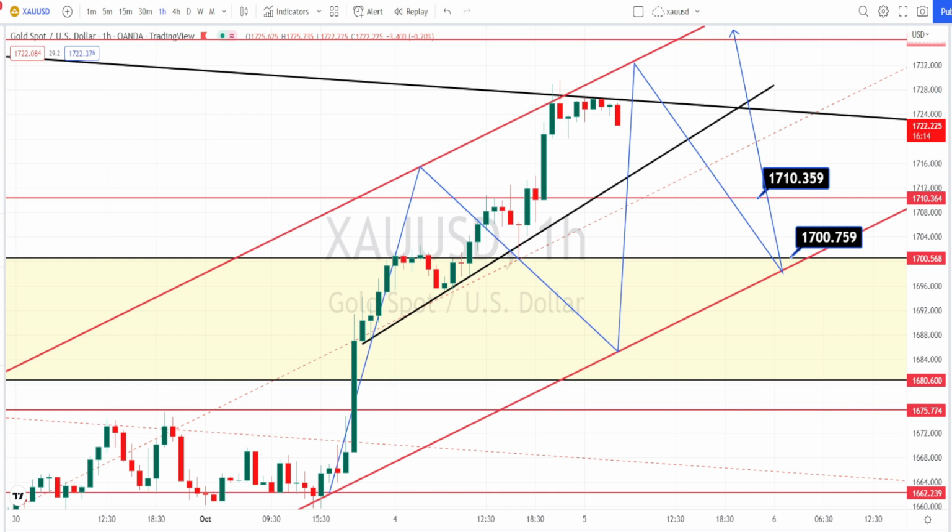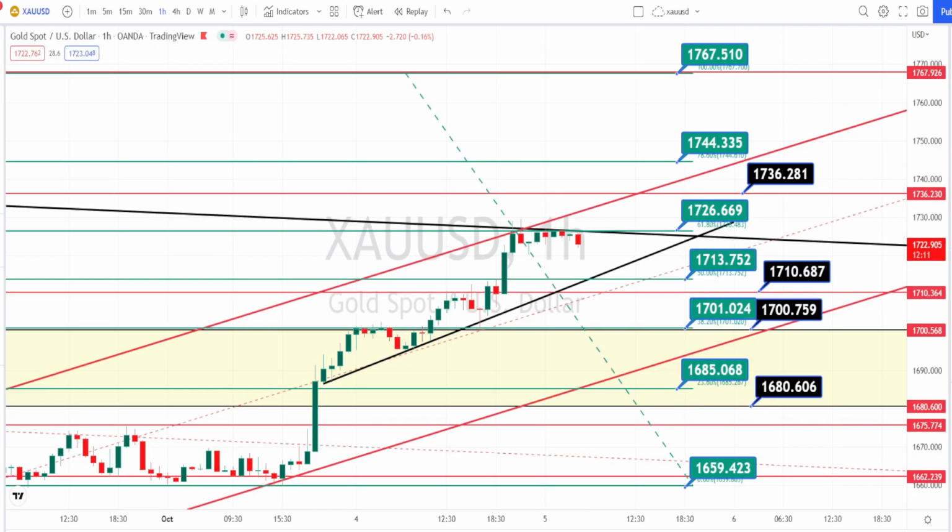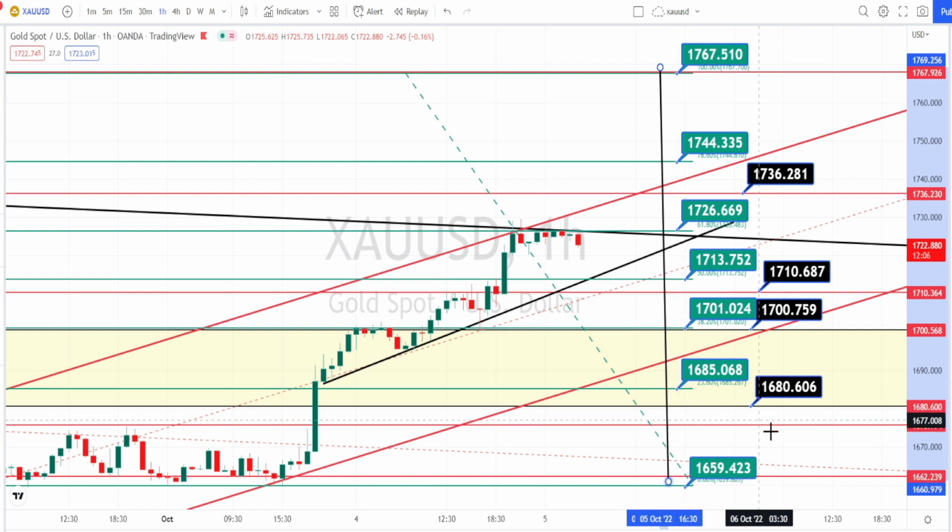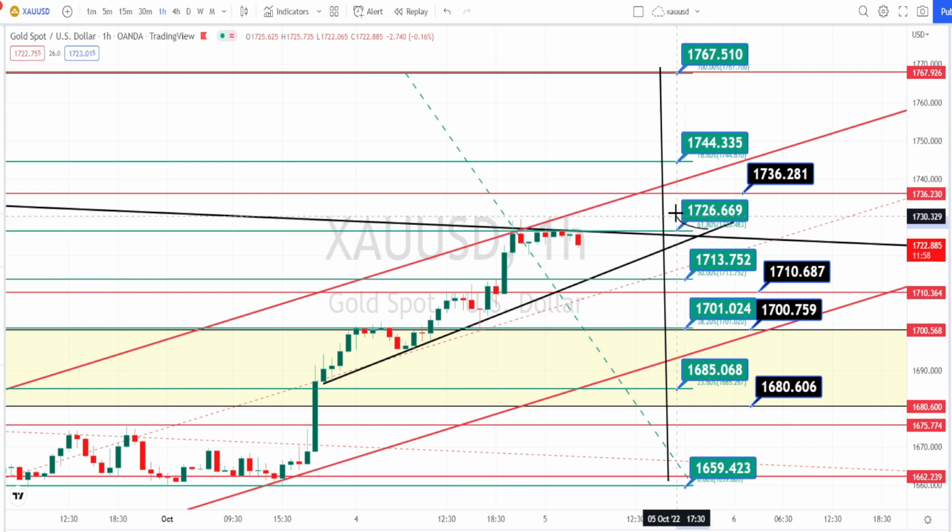Let us mark the support and resistance levels. So the values within these green color boxes are the resistance and support levels for current price action in hourly time frame. Currently the price action is trading between the resistance level of 1726 and support level of 1713.